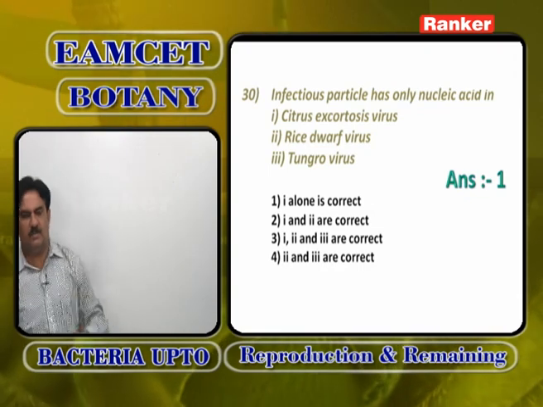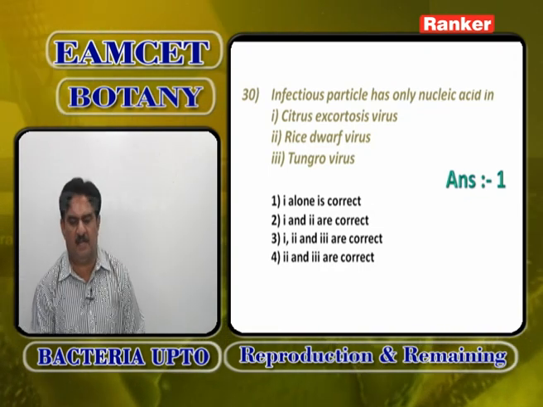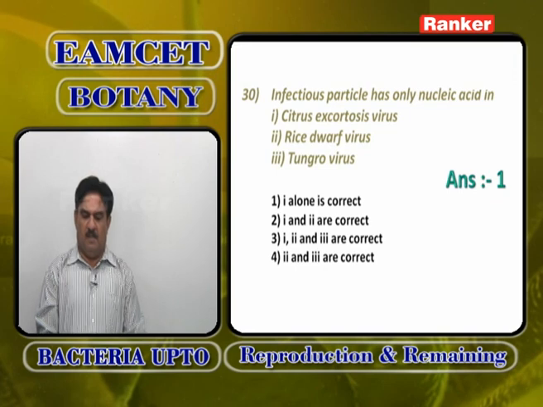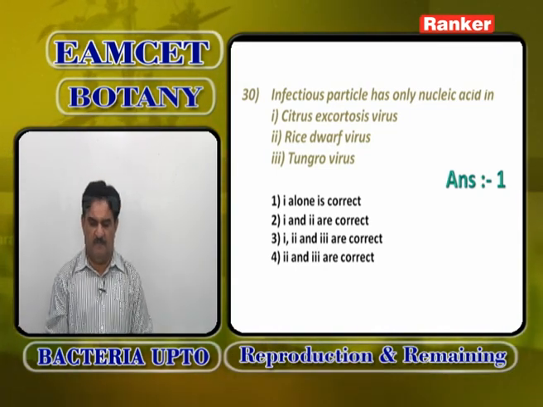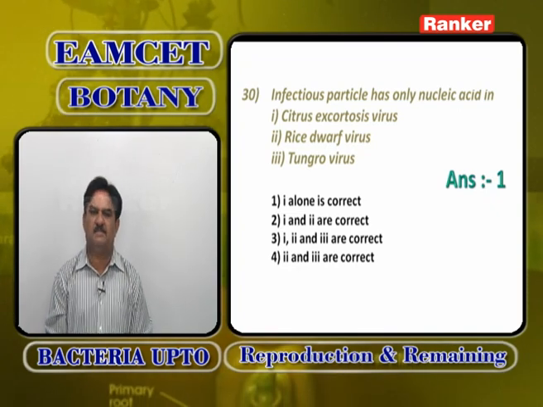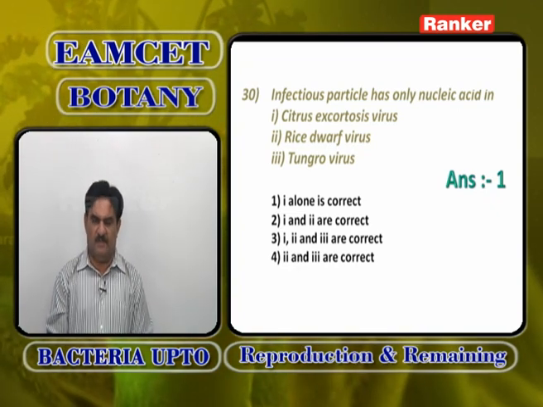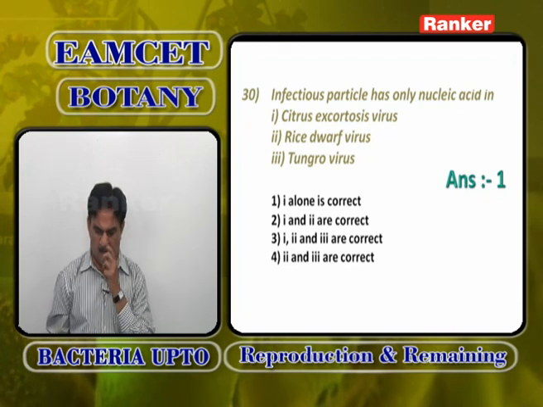Infectious particle has only nucleic acid. Infectious particle has only protein means scrapie disease in sheep and mad cow disease in cattle, but infectious particle has only nucleic acid means citrus exocortis virus, rice dwarf and tungro are wrong. So, answer is 1.